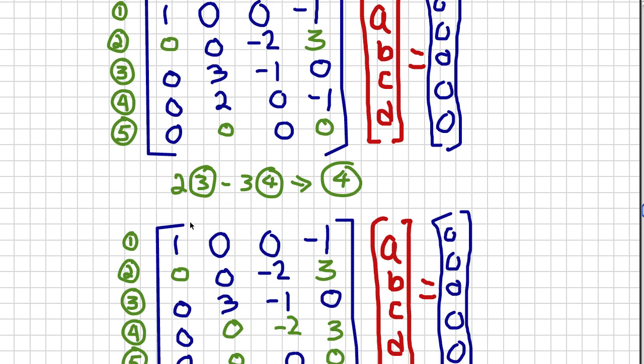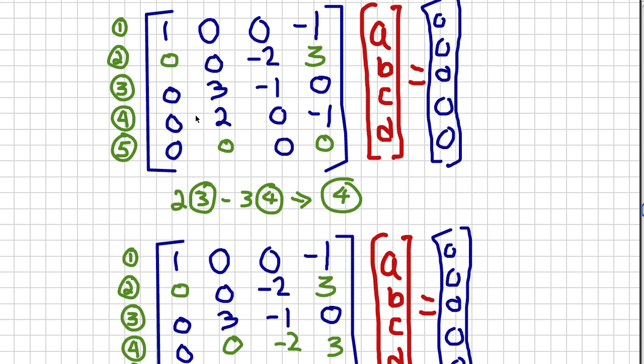Okay, I do another row operation. I take 2 times row 3 and subtract from that 3 times row 4 and put that back into row 4. So 2 times row 3 is 0, I subtract 0 from that, so I still get 0 in row 4. Then 2 times 3 is 6, and I subtract from that 3 times 2, which is 6. So when I put that back into row 4, I get a 0 down here.